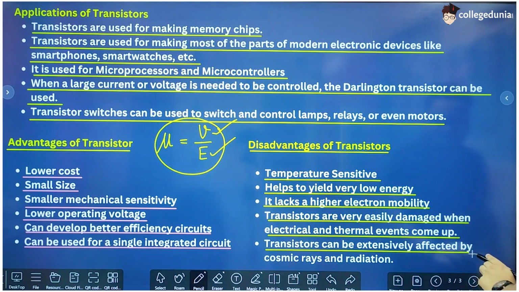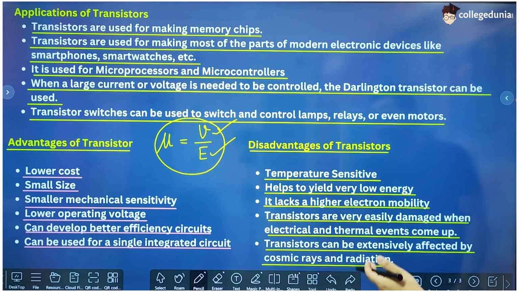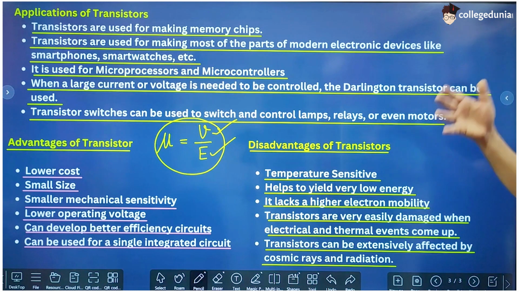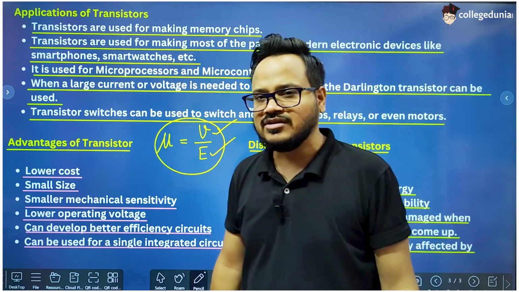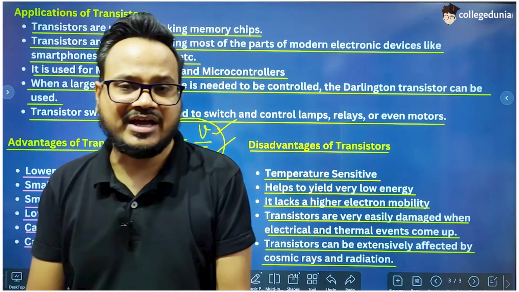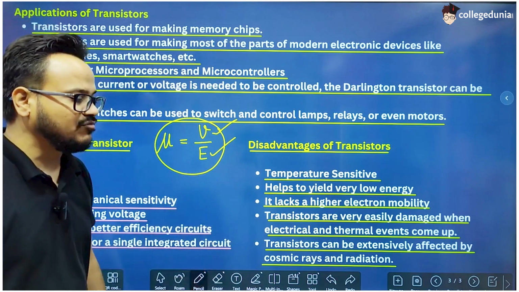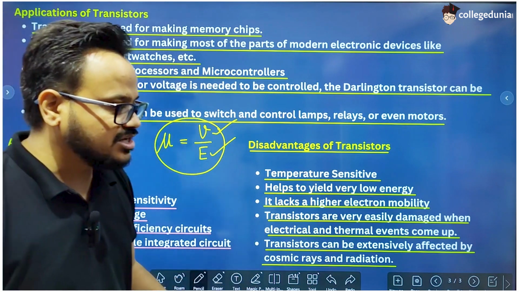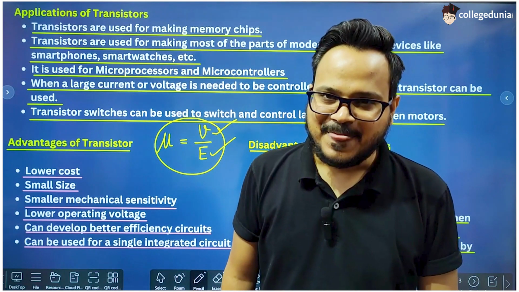Transistors can be extensively affected by cosmic rays and radiation. We all know about cosmic rays and radiation, the rays that come from outer space to Earth, like dangerous electromagnetic waves such as X-rays and gamma rays. Transistors are very sensitive to these radiations. A small change in the intensity of these radiations can damage the transistors.